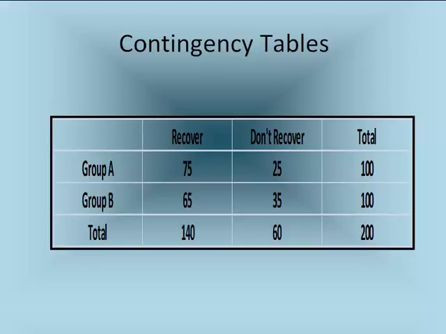In this tutorial, we'll use a 2x2 contingency table to compute the chi-squared statistic. In group A, which is taking medication, 75 recover and 25 don't recover. And in group B, 65 recover and 35 don't recover. Group B is the control group that's not taking the medication, they're taking a placebo. So we'll compute the chi-squared statistic on the 2x2 contingency table.